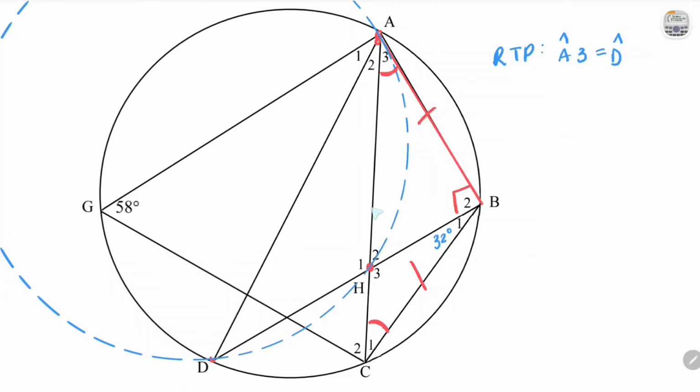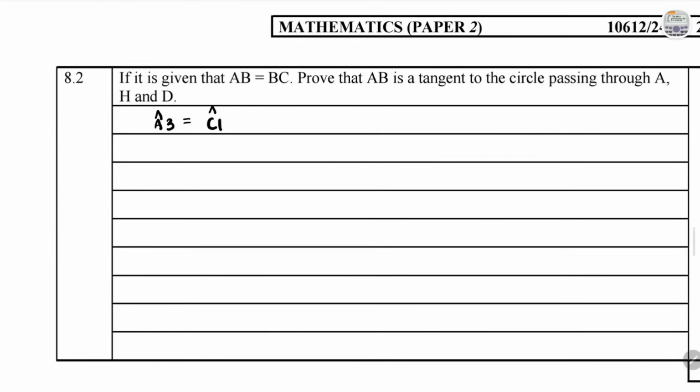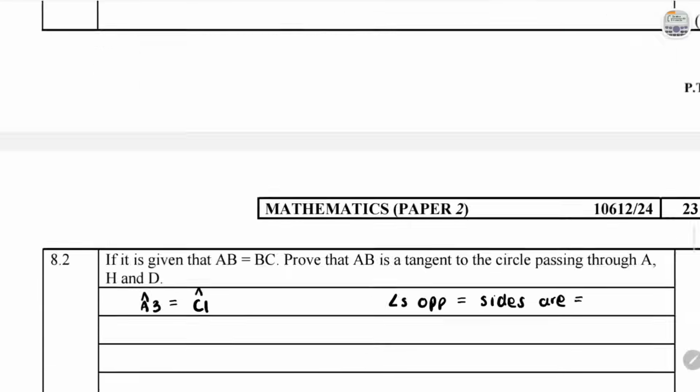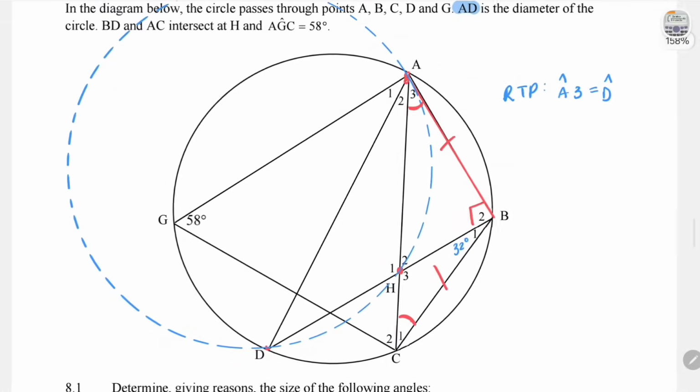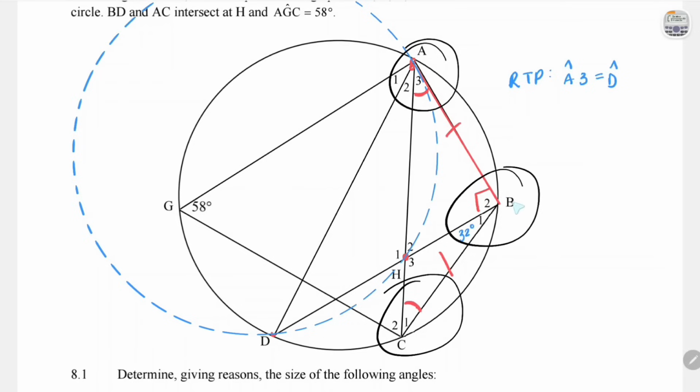Okay, so we can go ahead and tell them that they are equal first. Angle A3 is equal to angle C1, and this is because of angles opposite equal sides are equal, not isosceles triangle really. And now since they are equal, we can add the angles inside this triangle. So we're saying that angle A3 plus angle C1 plus this entire angle give us 180 degrees.